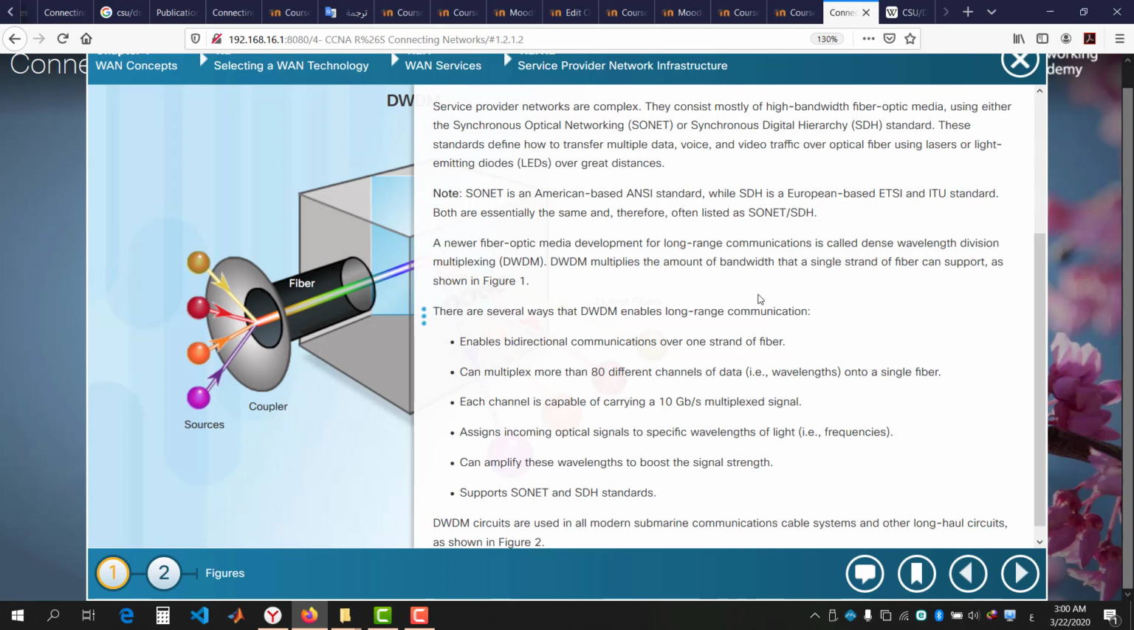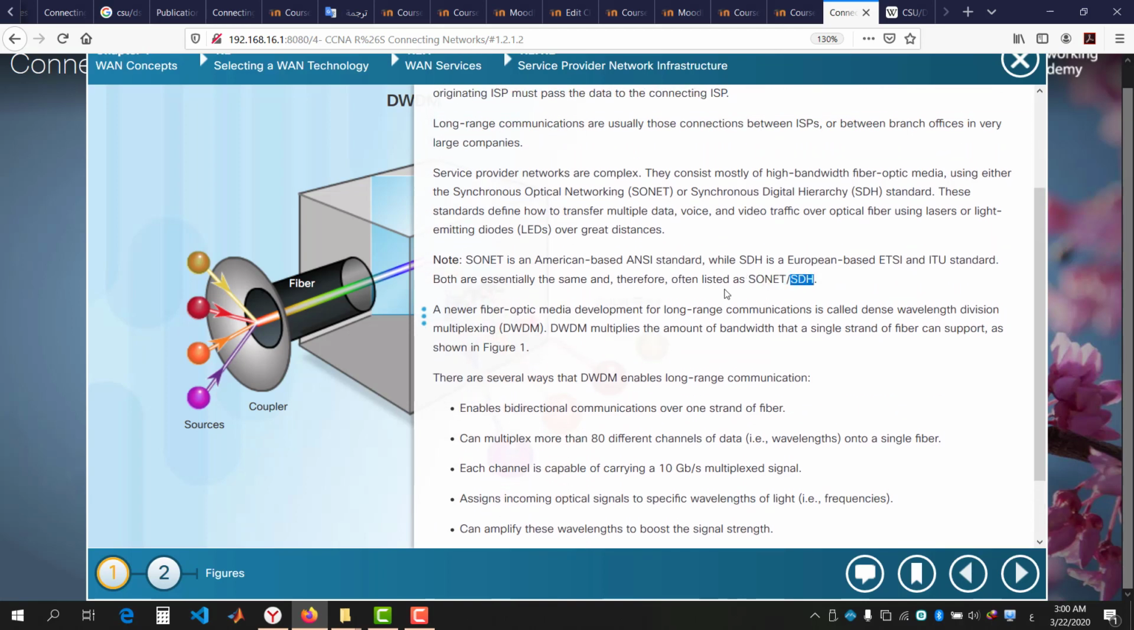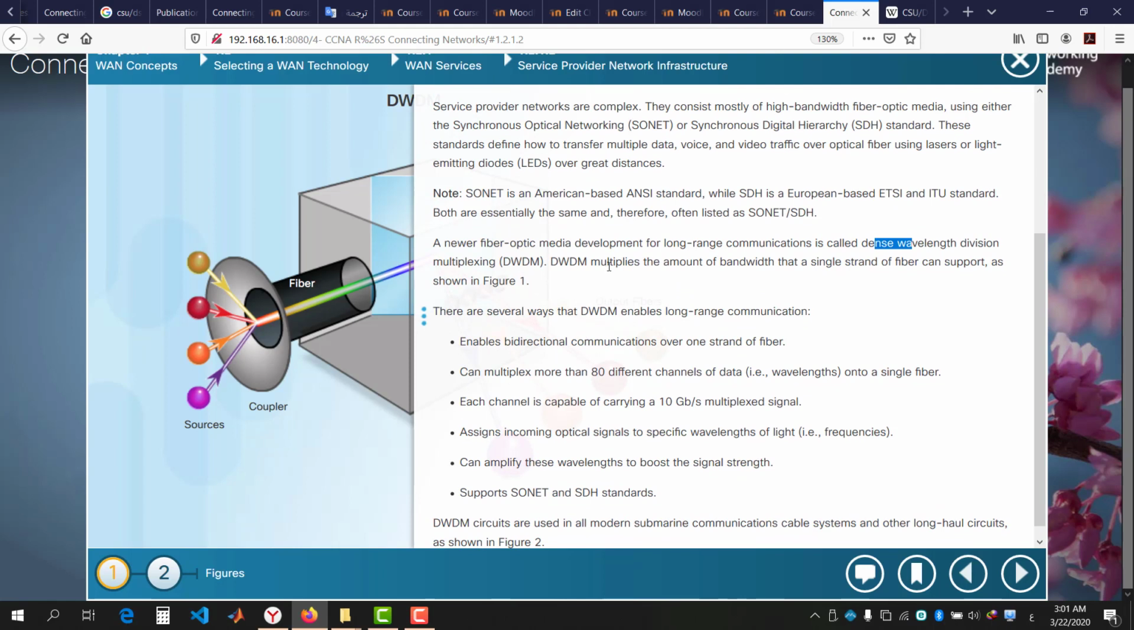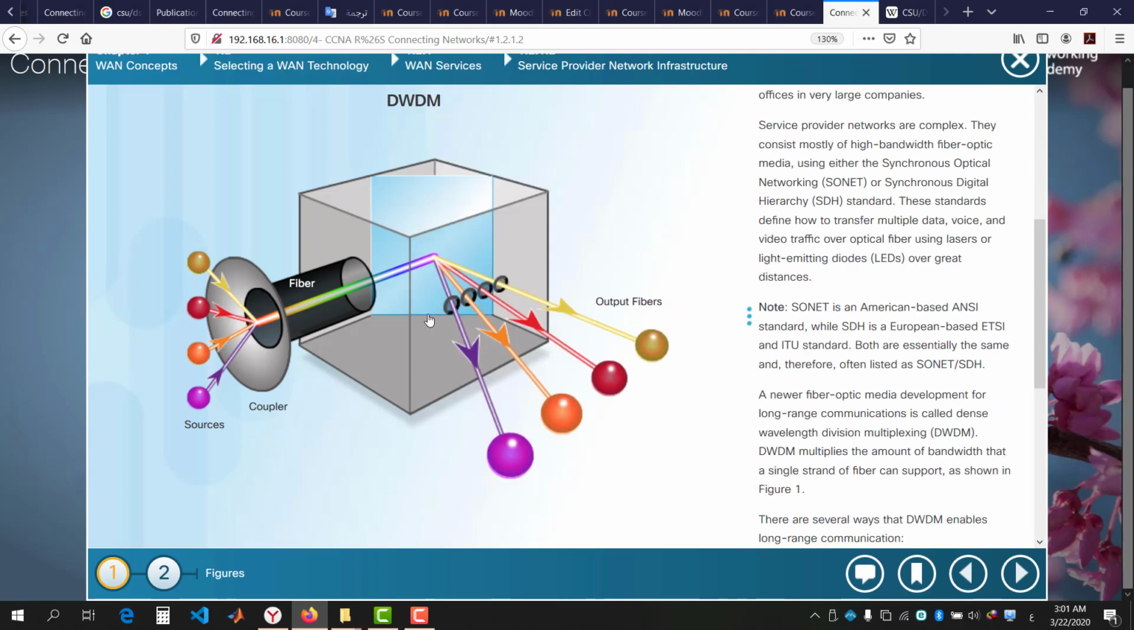What about nowadays? Nowadays, do we use SONET or SDH? Never. Neither one of them. We use a new technology which is called DWDM, which stands for Dense Wavelength Division Multiplexing. Again, Dense Wavelength Division Multiplexing. This is a new fiber optic media development for long range communication, which is called DWDM. DWDM multiplies the amount of bandwidth that a single standard fiber can support, as shown in figure 1. I'll translate in Arabic.